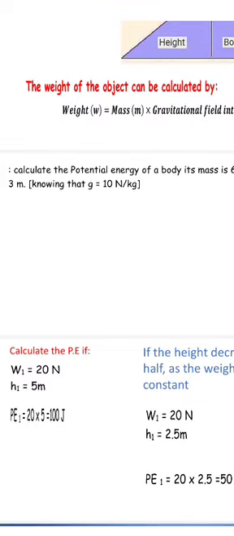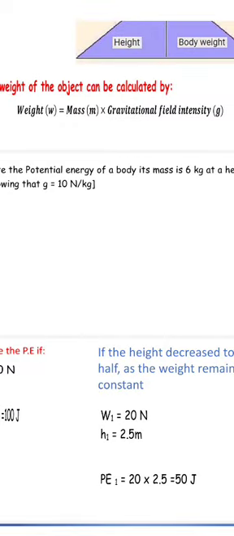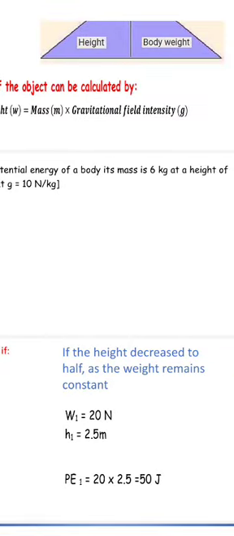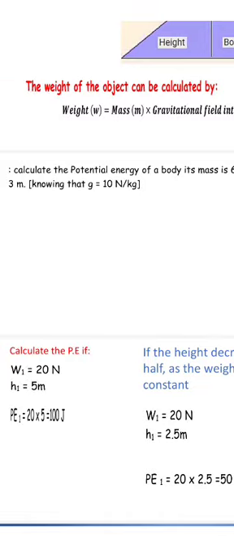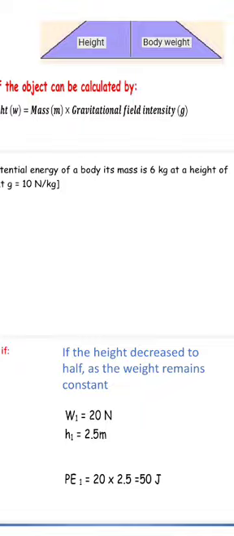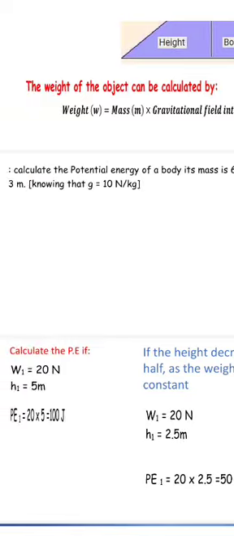Let's solve this problem. Calculate the potential energy of a body. Its mass is 6 kilograms at a height of 3 meters. Okay, here we have the height, but we don't have the weight, but we have the mass. So first step, we have to get the weight of the body. 6 times 10 equals 60. So the weight of the body equals 60. Second step, calculate the potential energy. We have the weight, which is 60, and the height in the problem, which is 3 meters. So calculate the potential energy.